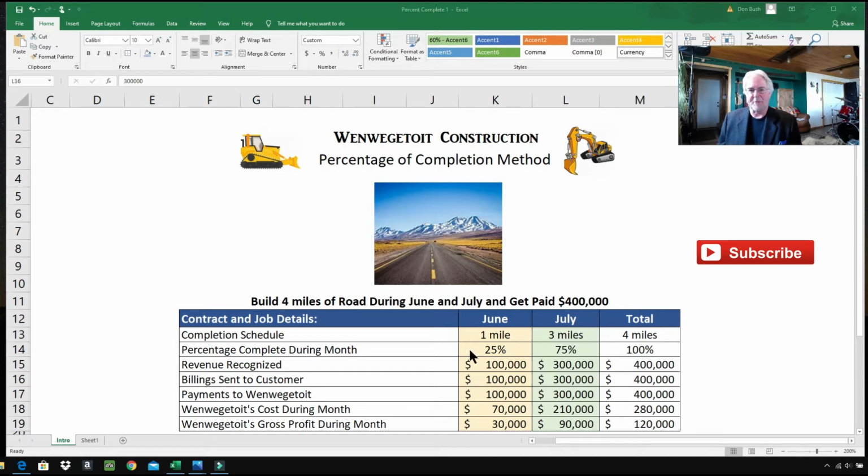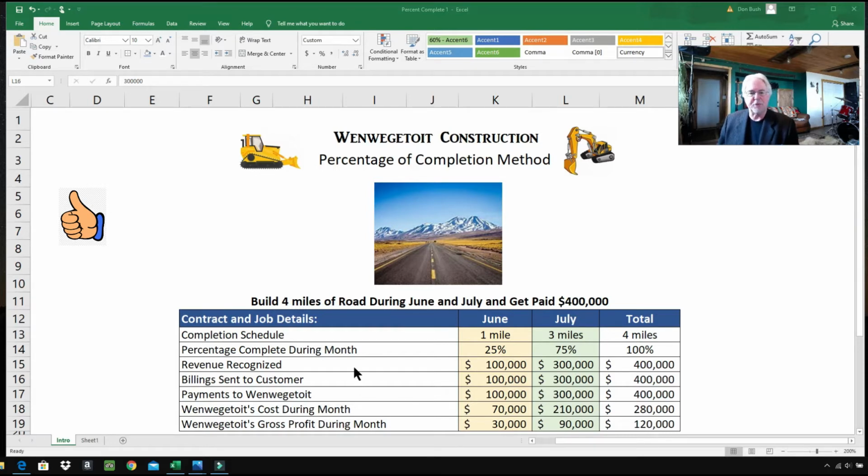In June, they plan to build 1 mile. Now that's 1 mile out of 4, so that would be 25% of the miles complete. That's how you figure it out. And in July, they hope to do 3 miles. So 3 miles out of the 4 miles is 75%. To say it all another way, in June, they plan on doing 25% of the work. In July, 75%, which will bring them to a grand total of 100% when they complete the job. 25% plus 75% is 100%.